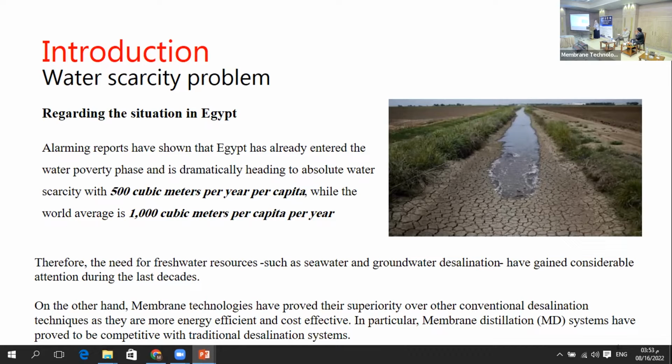Therefore, the need for fresh water resources such as seawater and groundwater desalination has gained considerable attention during the last decade. On the other hand, membrane technologies have proved their superiority over other conventional desalination techniques, as they are more energy efficient and cost effective. In particular, membrane distillation systems have proved to be competitive with traditional desalination systems.